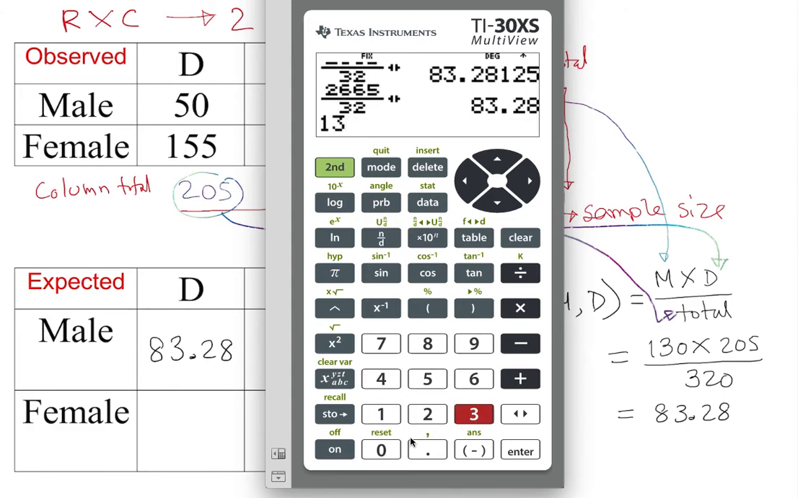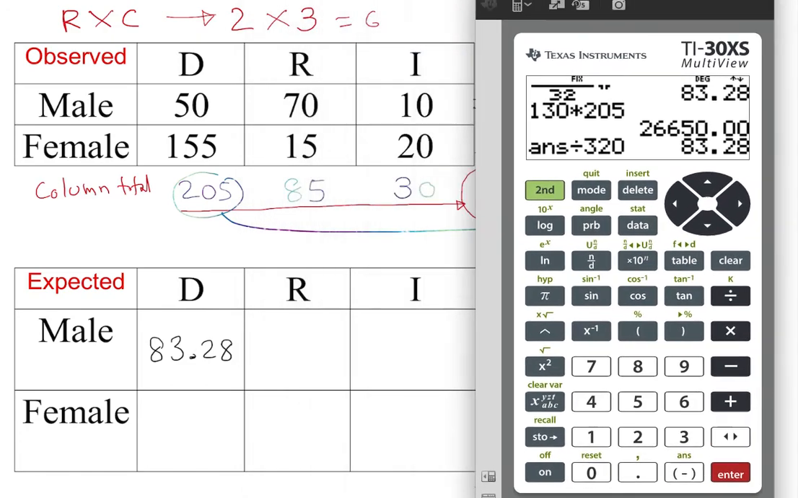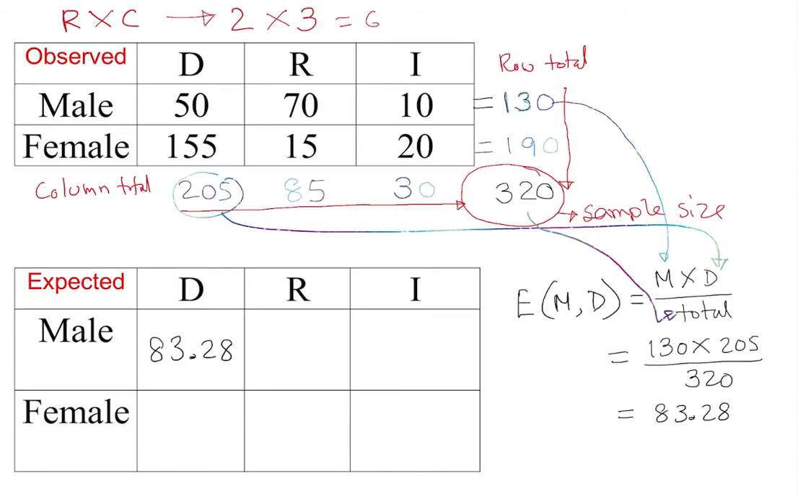I can do 130 times 205 divided by 320. It is giving me 83.28. So again, I did this ahead of time and followed the same process. The next one I got is 34.53. And the next ones, to save some time, I'm just writing down so you can check your answers: this one gave me 121.72, the next one is going to be 50.47, and 17.81. Let's make this all red.